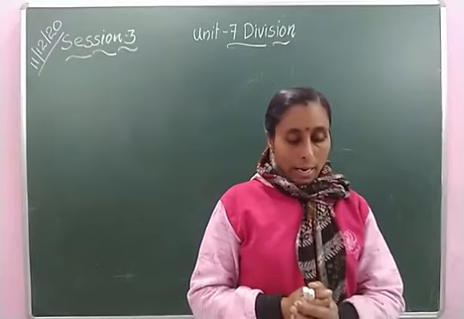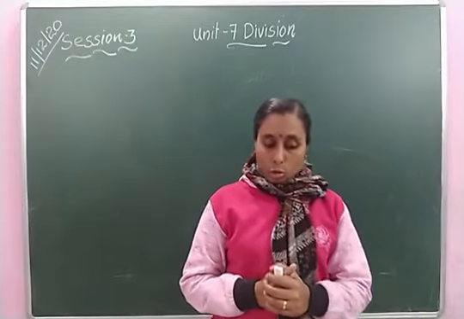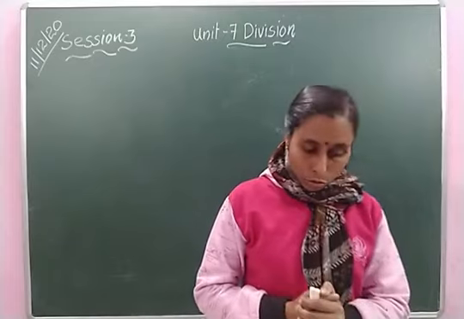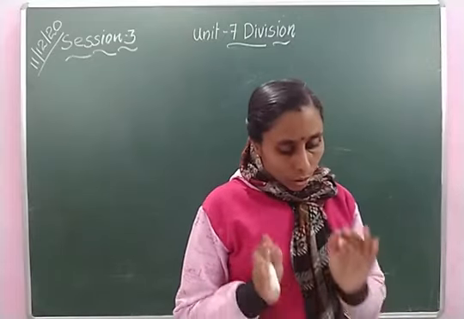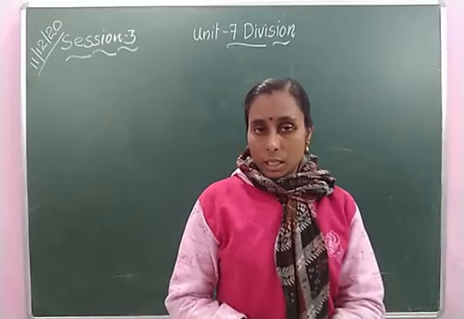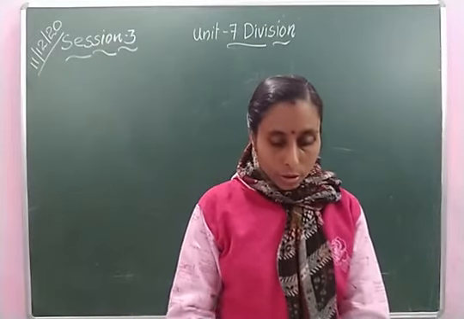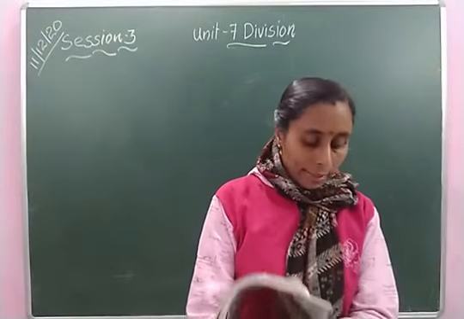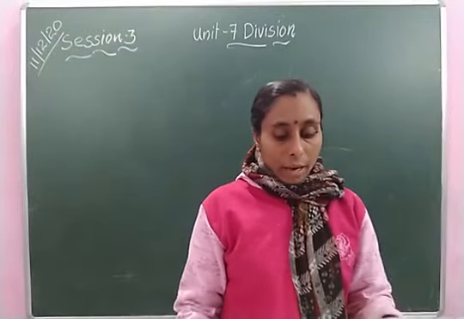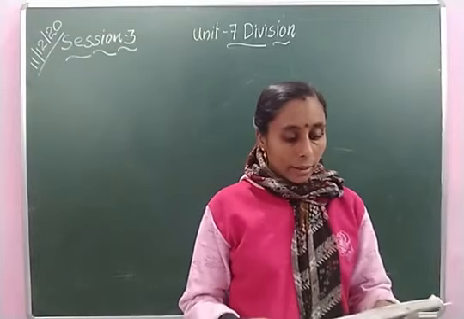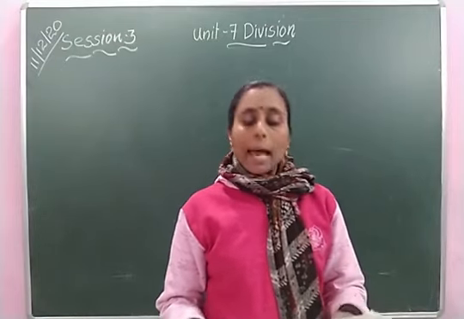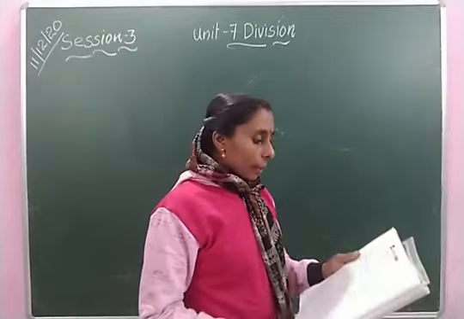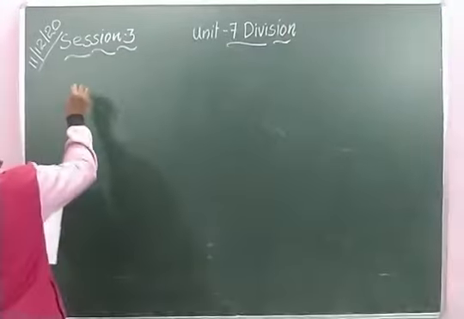So now let's start exercise 7.2. Exercise 7.2, first question, you can write in your book itself. That is question number 1. Divide and find the quotient and remainder. I shall explain how to divide and find the quotient and remainder.